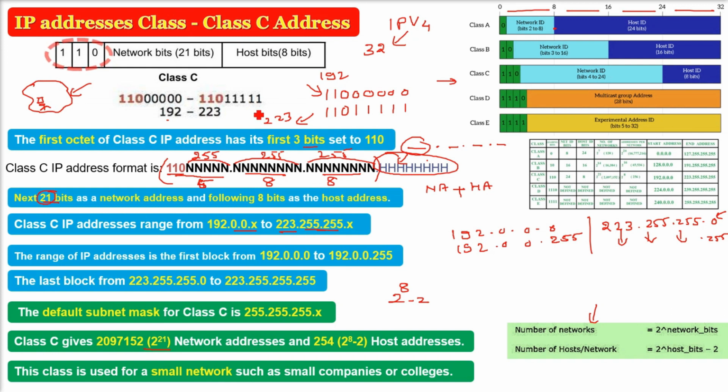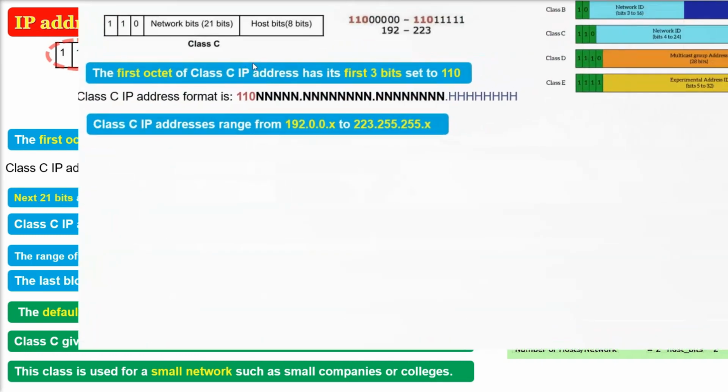So where do we actually employ this class C address? For a small network, for example a company, a college, or even a school, this can be assigned, because it is quite limited here. Class C addresses, number of hosts in one network can only be a maximum of 254. That is how this class C address is used. Normally you will see 192.168 like that in your computer.